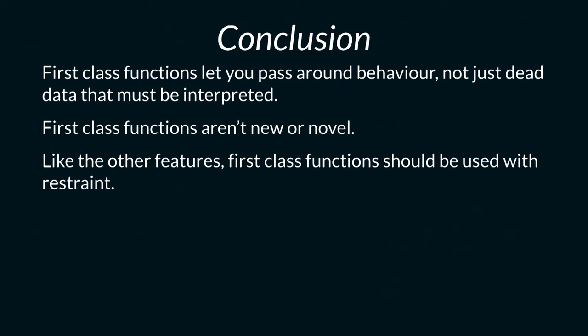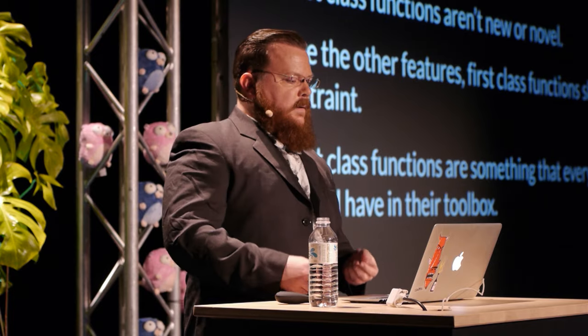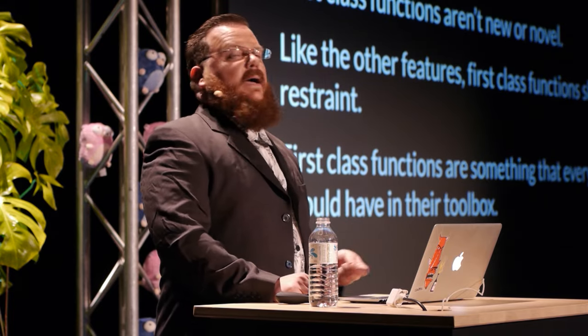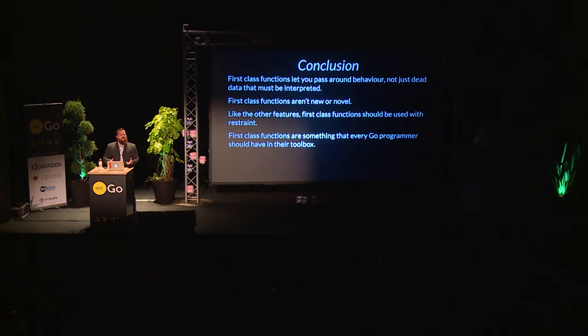First-class functions, like other features Go offers, should be used with restraint. Just like it's possible to make an overcomplicated program by the overuse of channels, it's just as easy to make an incomprehensible program with the overuse of first-class functions. But that doesn't mean that you shouldn't use them, just use them in moderation. And first-class functions are something I believe every Go programmer should have in their toolbox. First-class functions aren't unique to Go, and it's something Go programmers should not be afraid of using.